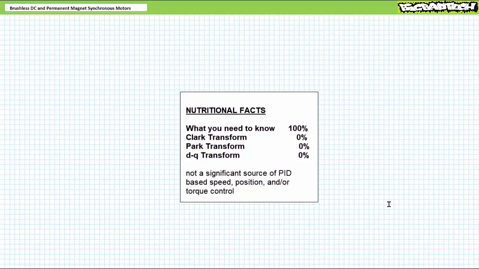This might be great news for those of you that have an adversarial relationship with math. However, if you came for the math, this lecture might not be for you.